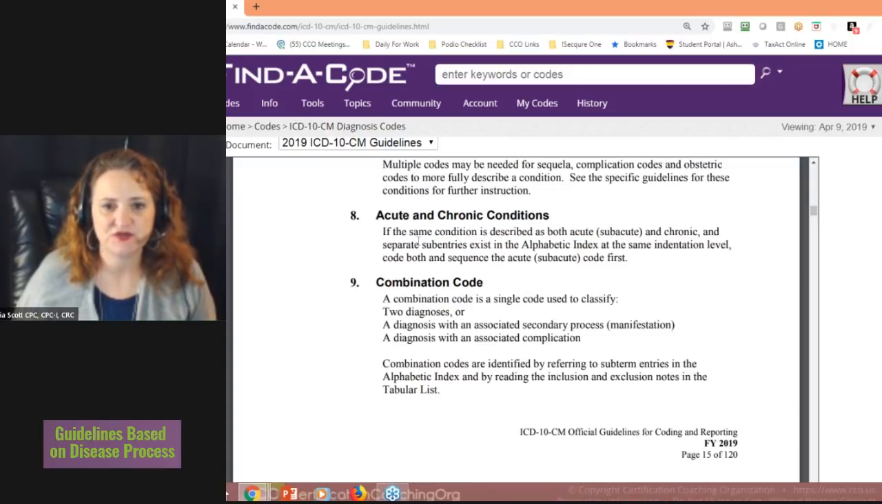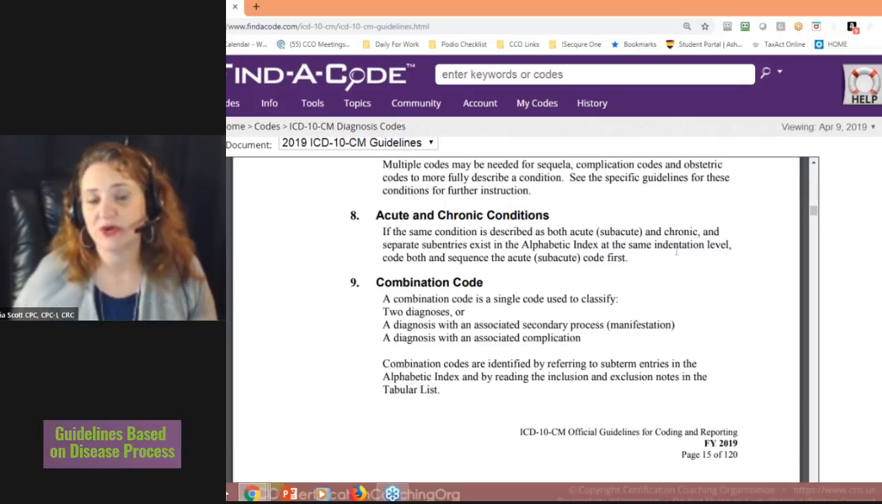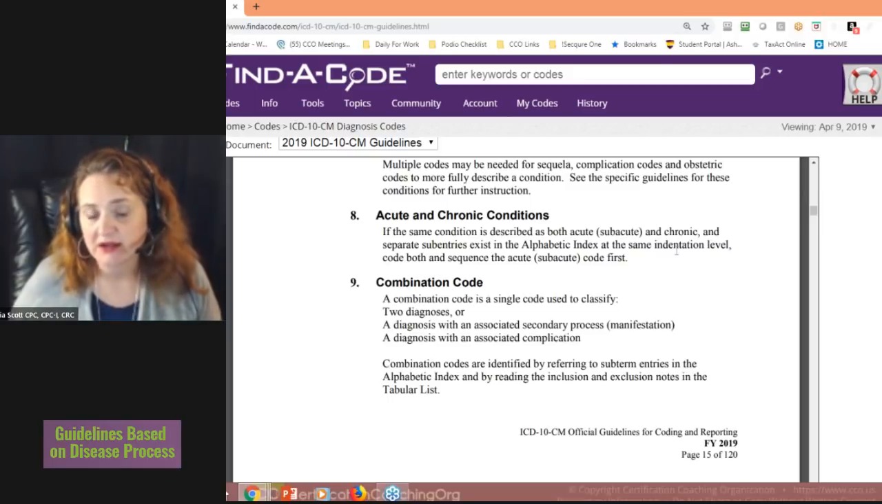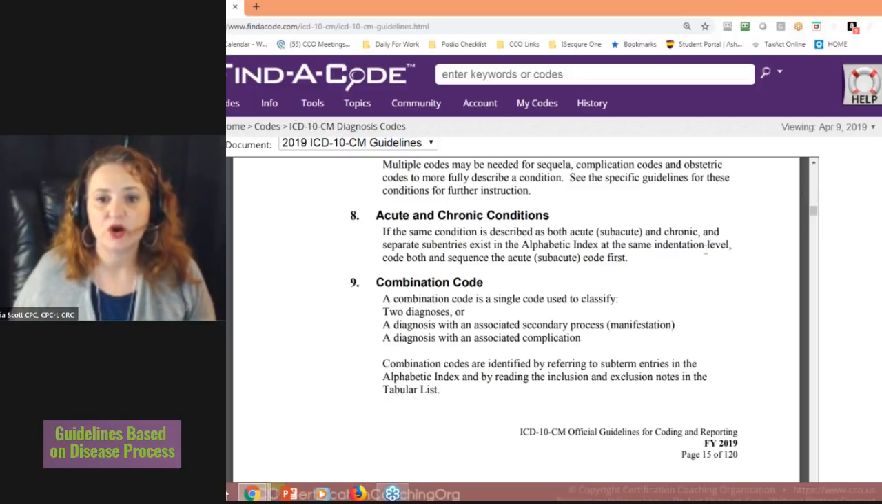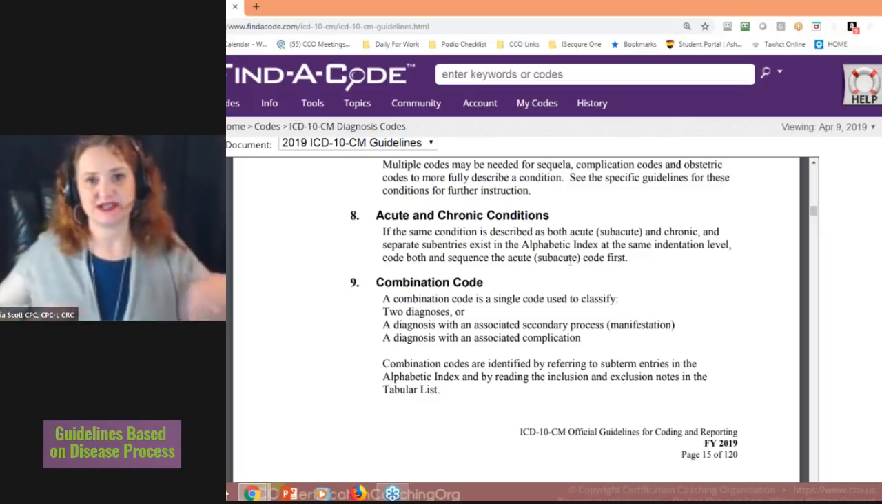So the guideline tells you very blatantly, if the same condition is described as both acute and chronic, and separate subentries exist in the alphabetic index, so you have a code for acute and you have a code for chronic, but you don't have an acute on chronic, then you are going to code both, and you code acute first. Why? Because we think about the disease process.